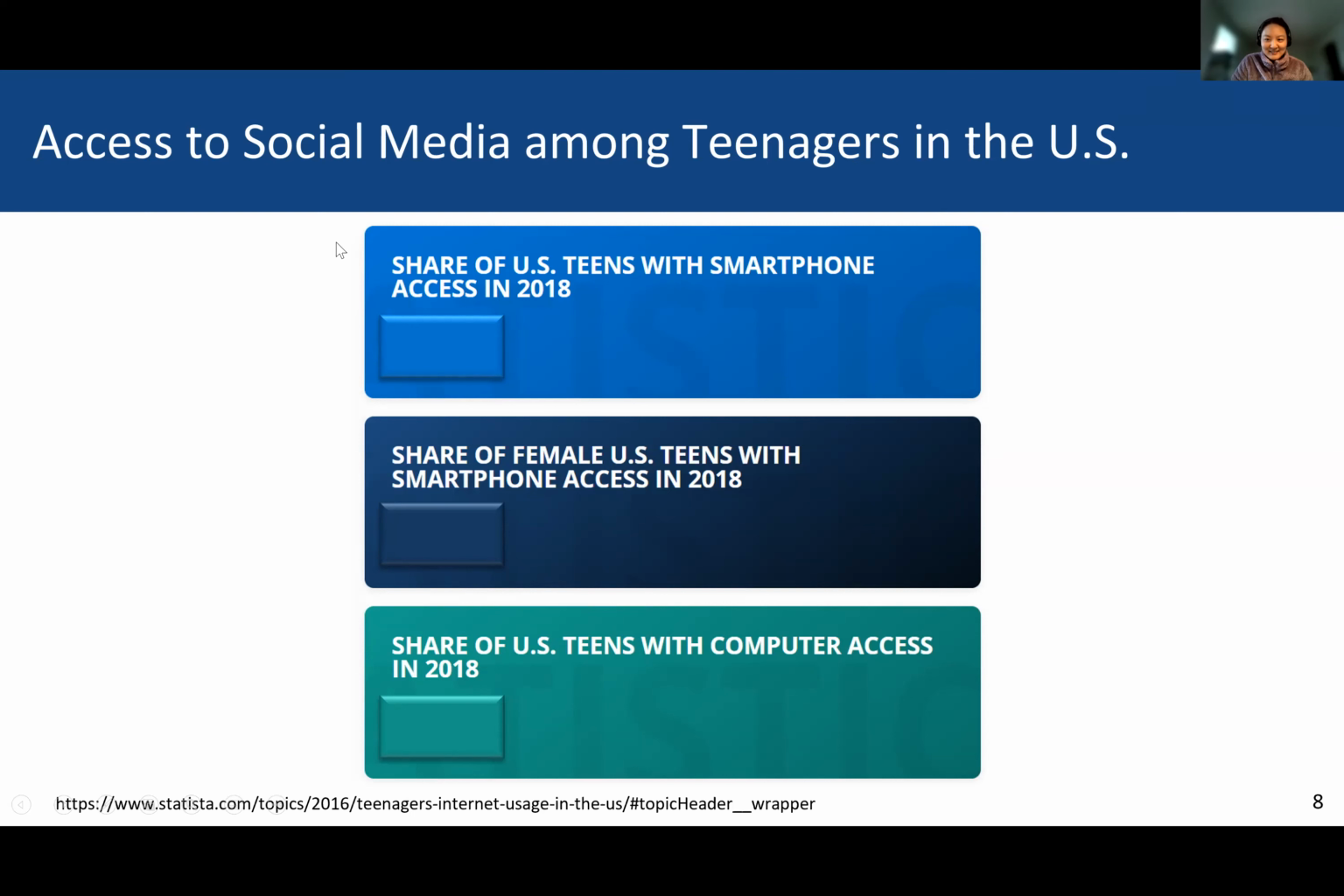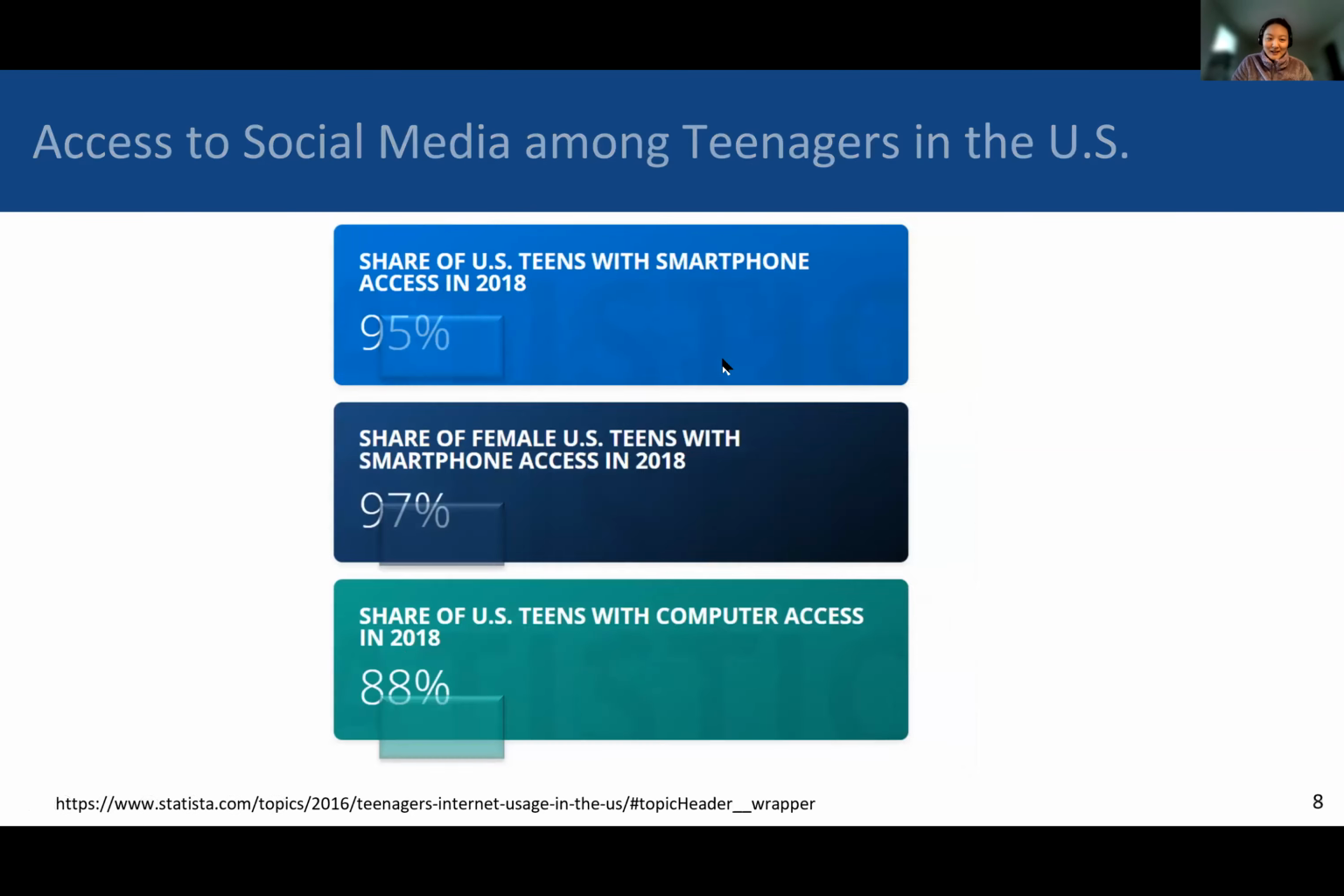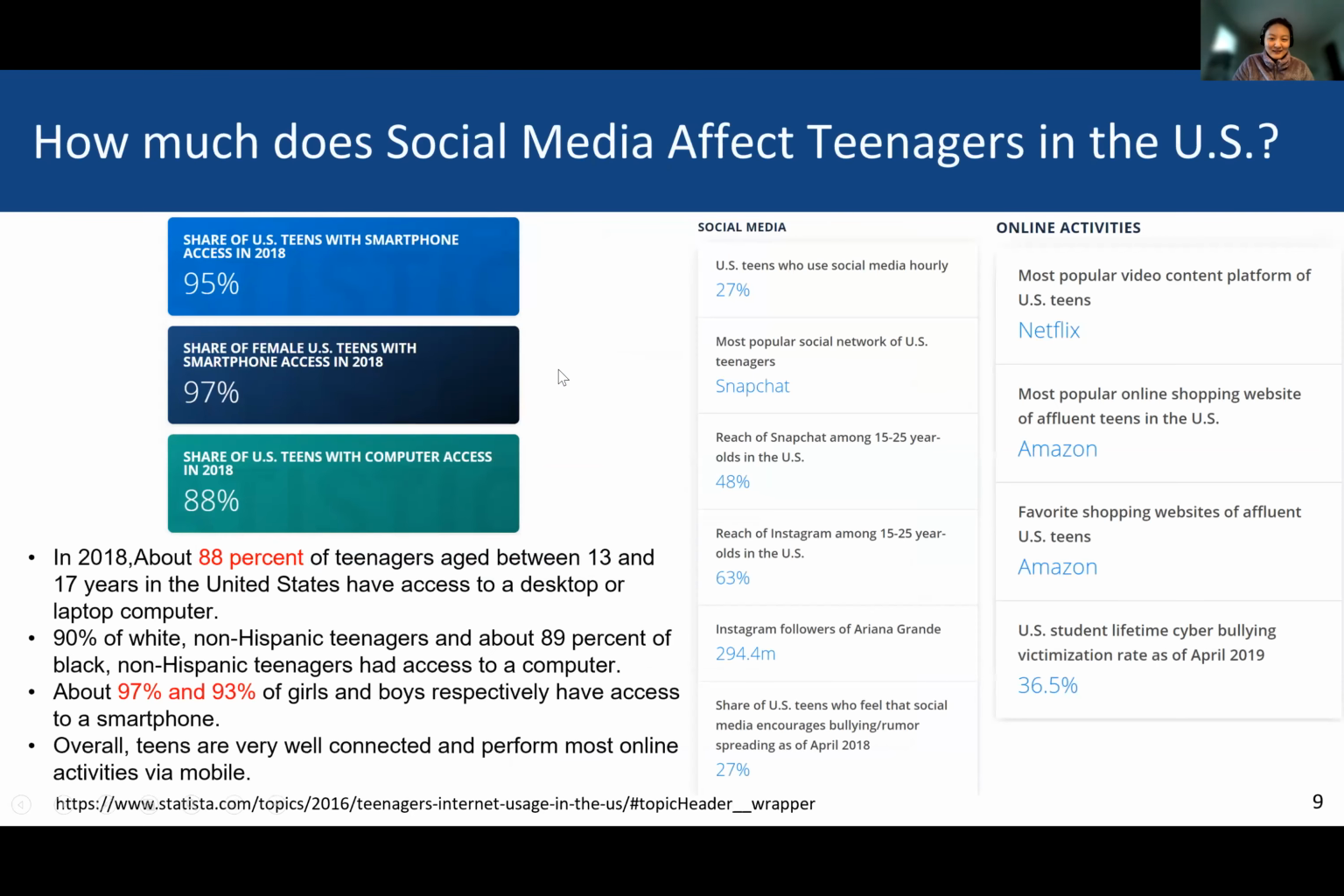Any other guesses? It's pretty close. But it can be even higher. So this is the data from 2018 for cell phone access: among the girls, there is 97% coverage, and for the boys it's 93% coverage.